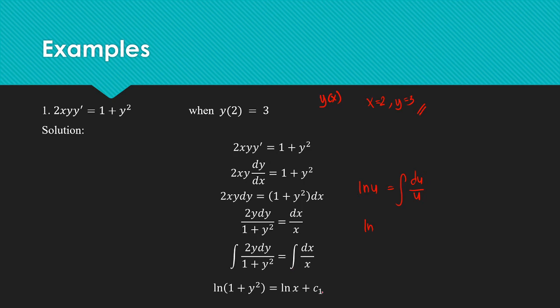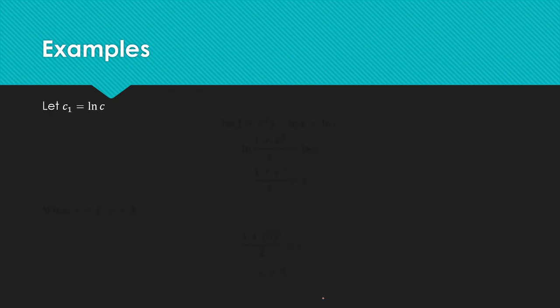So therefore, class, pwede nating baguhin to. If we let c sub 1 be ln c, we will arrive at an equation na lahat naka-ln. So we have ln of 1 plus y squared minus ln x is equal to ln c. Rules of logarithm lang. We have naka-minus, so division yan. ln of 1 plus y squared over x is equal to ln c.